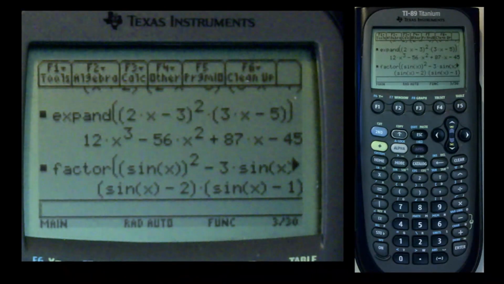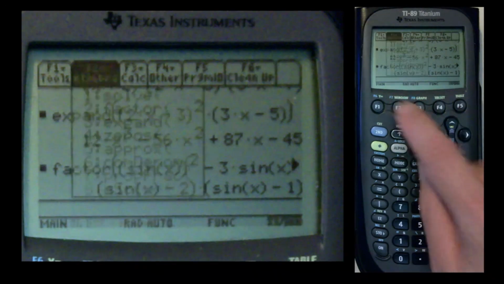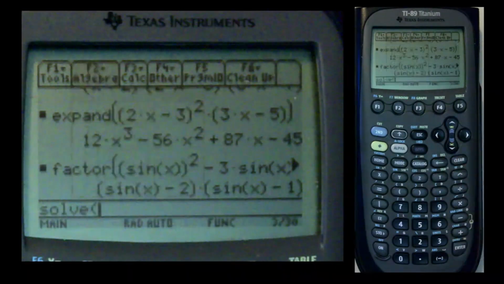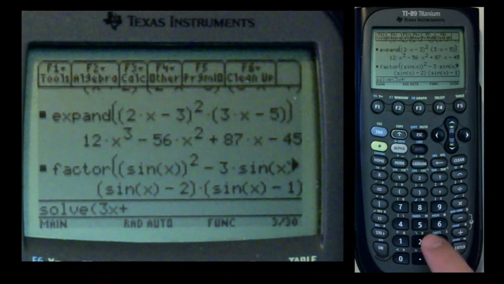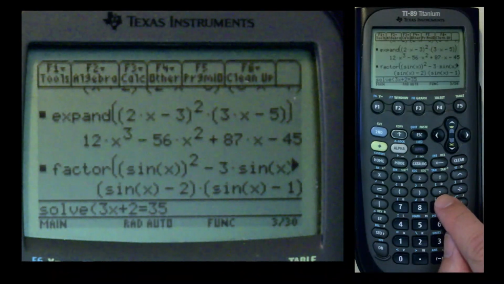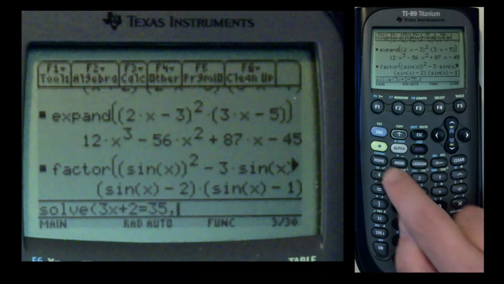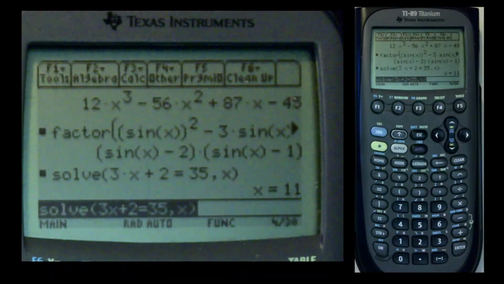The next tool that we can use this calculator for is to solve equations. So let's solve this simple equation using our calculator. So maybe you saw it when we were in this menu. There is a solve command, and the way you type this in is a little bit different. So let's talk about that. There's my equation. The difference here is that you need to tell the calculator what you are solving for. So you're going to hit the comma button, which is right above the 9, and then type in the variable that you are solving for, and then close the parentheses, and it will solve it for you.